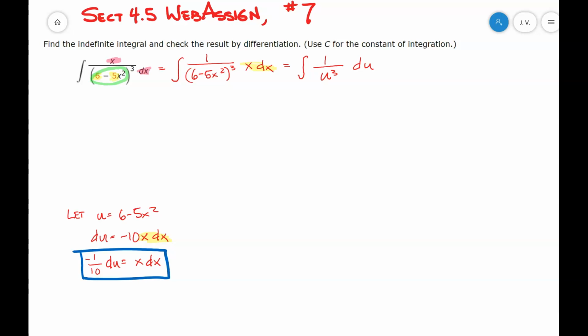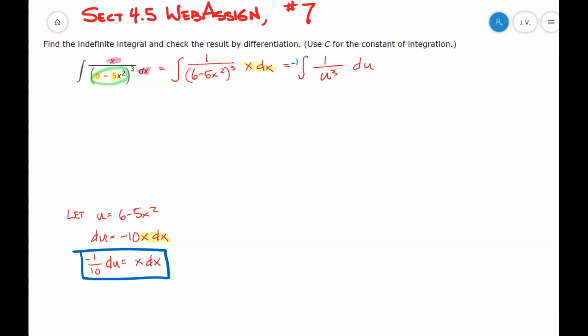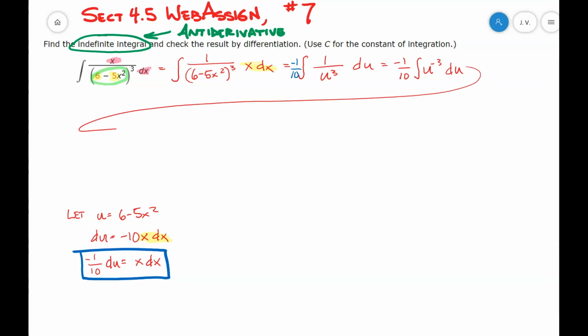I'm going to write that multiplier out front here, negative 1/10. And now what I need to do is think about this as the antiderivative of u to the negative third. That reminds me, don't forget that the term indefinite integral, we should be thinking antiderivative. And from here, this problem's pretty easy.